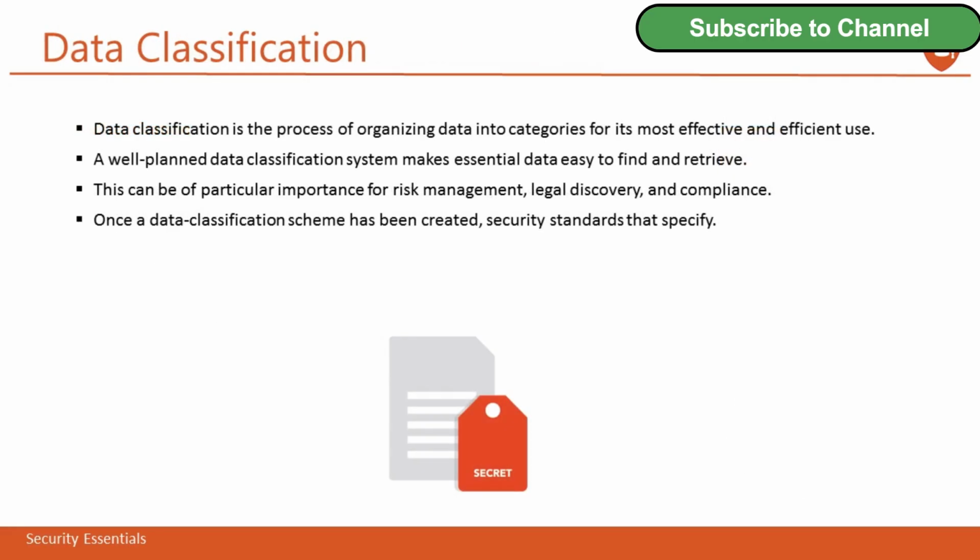Now we're going to talk about data classification. Data classification is the process of organizing data into categories for its most effective and efficient use. A well-planned data classification system makes essential data easy to find and retrieve. This can be of particular importance for risk management, legal discovery, and compliance. Once a data classification scheme is created, security standards will specify what to do with that data. So you have to classify your data so that you can retrieve it without delay and it's properly categorized. For example, you don't want social security numbers floating around in the open.